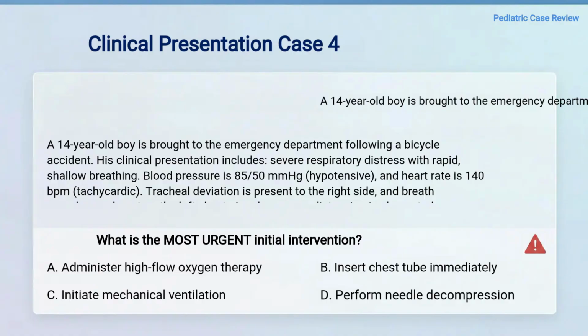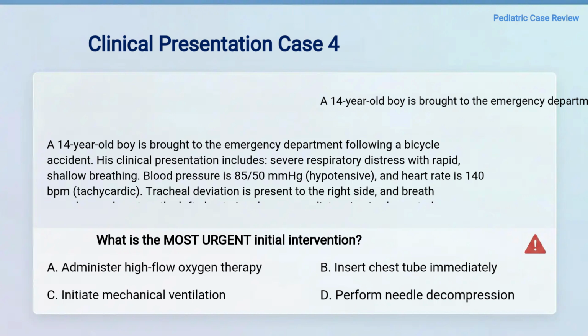Case 4. A 14-year-old boy is brought to the emergency department following a bicycle accident. His clinical presentation includes severe respiratory distress with rapid, shallow breathing. Blood pressure is 85/50 millimeters of mercury, and heart rate is 140 beats per minute. Tracheal deviation is present to the right side, and breath sounds are absent on the left chest. Jugular venous distension is also noted. What is the most urgent initial intervention?